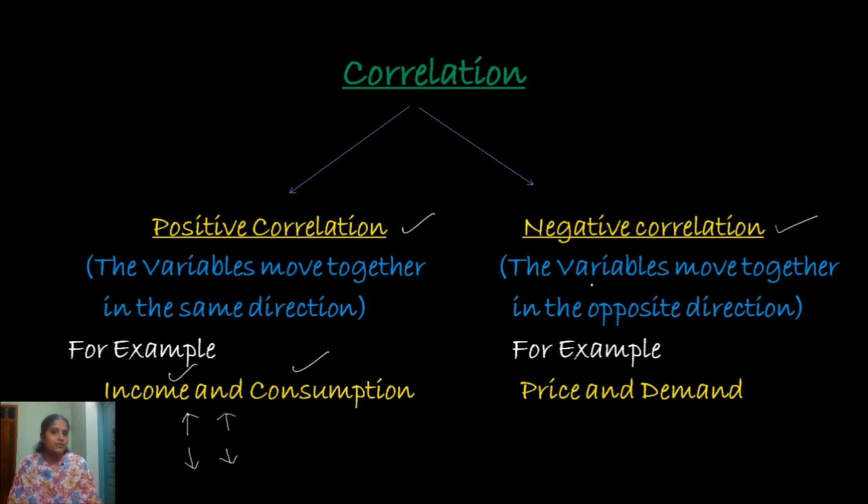Negative correlation. If the variables move together in the opposite direction, then we say there exists a negative correlation between them. For example, let me take here price and demand. If the price increases, definitely the demand decreases. On the other hand, if the price decreases, the demand will automatically increase. There exists a negative correlation between price and demand since both of the variables move together in the opposite direction.